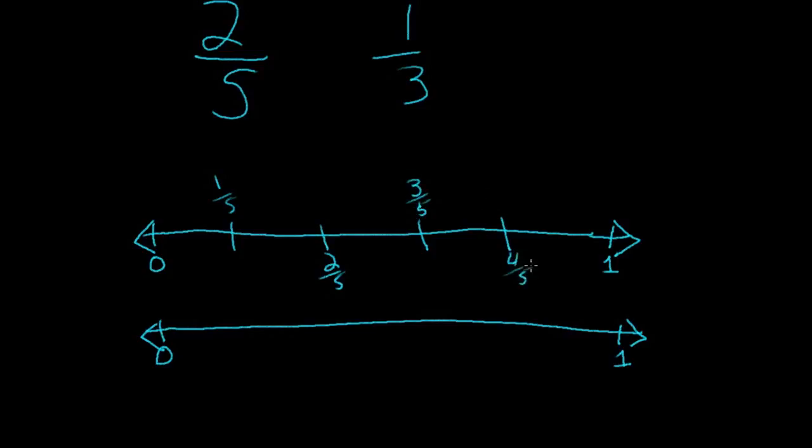And I'm going to make this number line into thirds. So here is 1/3, here's 2/3. So if I want to shade each of these, let's shade them. Okay, I'm going to shade, since this one's 2/5, I'm going to shade from 0 to 2/5. Okay, so let's shade that one so we can see. And then this one is 1/3, so let's shade from 0 to 1/3.